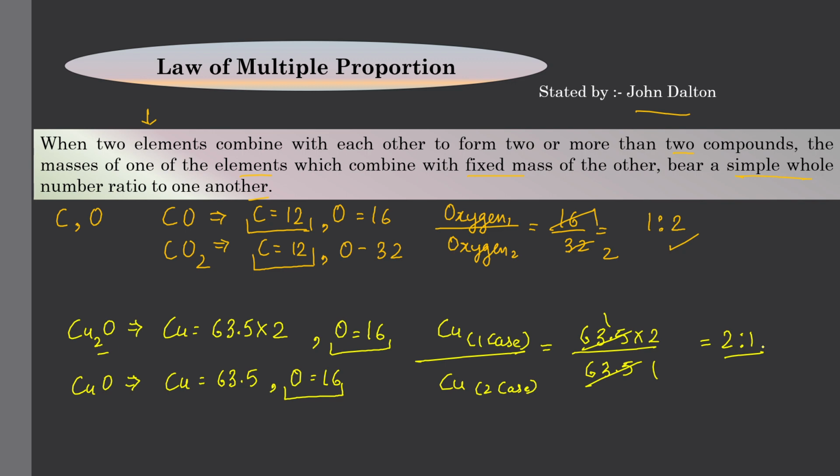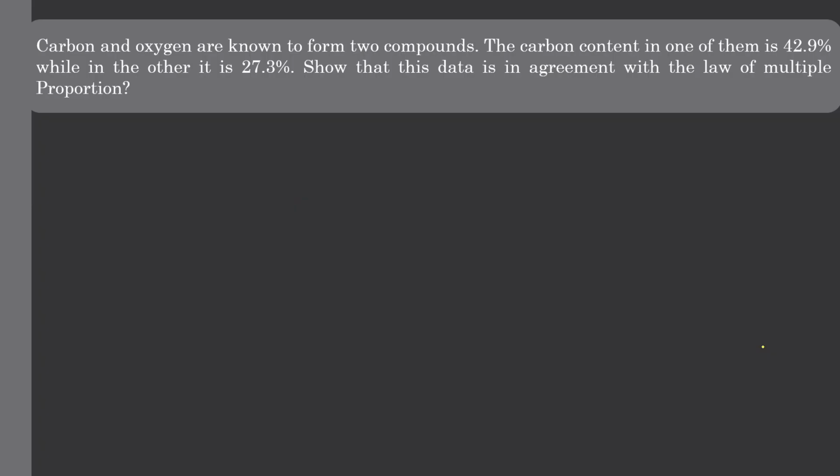Again, there are multiple questions you can get in your exam. One such question here we have is, carbon and oxygen are known to form two compounds. The carbon content in one of these is 42.9%, while in the other it is 27.3%. Show that this data is in agreement with the law of multiple proportion.